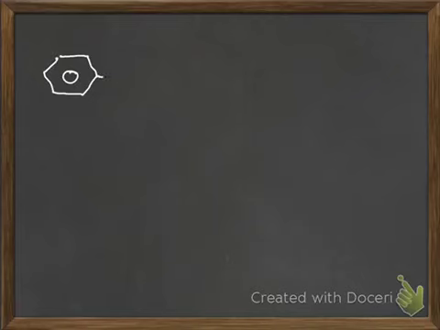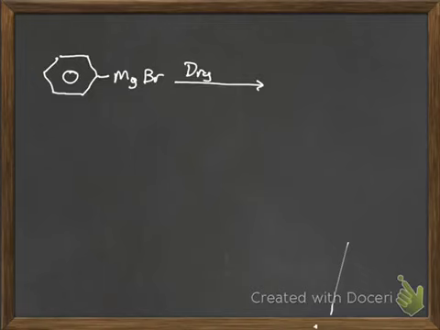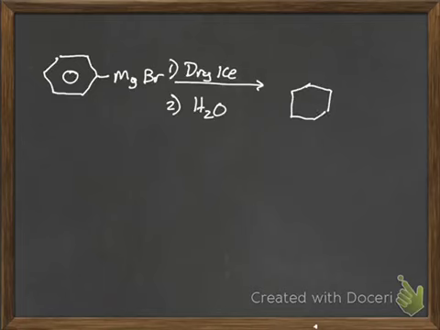You can make a carboxylic acid by reacting a Grignard reagent with dry ice to start with, followed by water. And you will make benzoic acid. Now here's how this works.